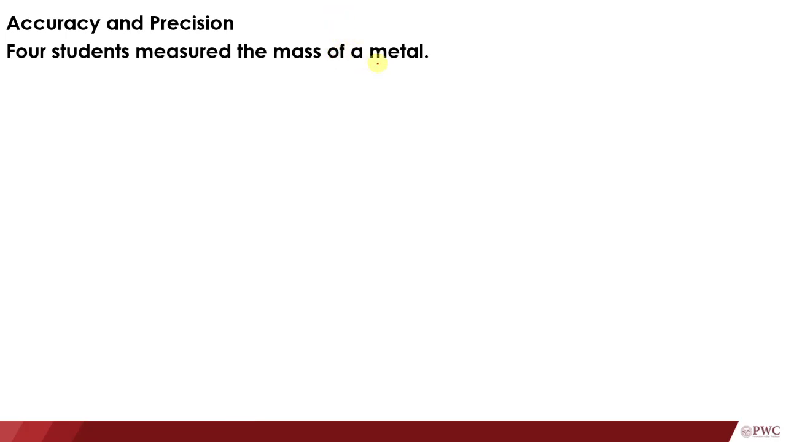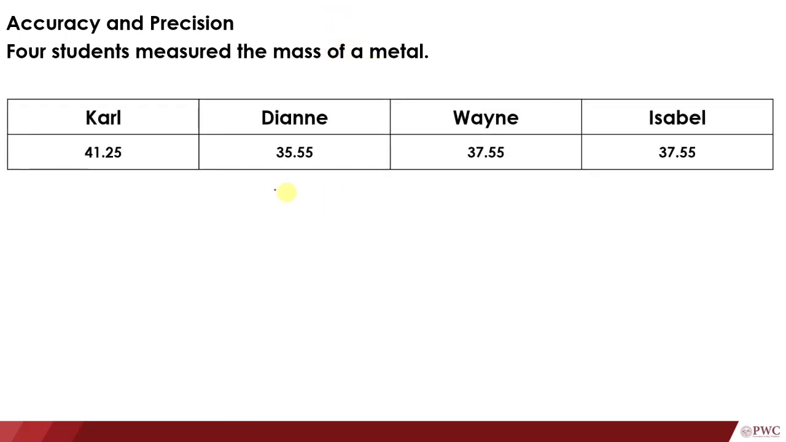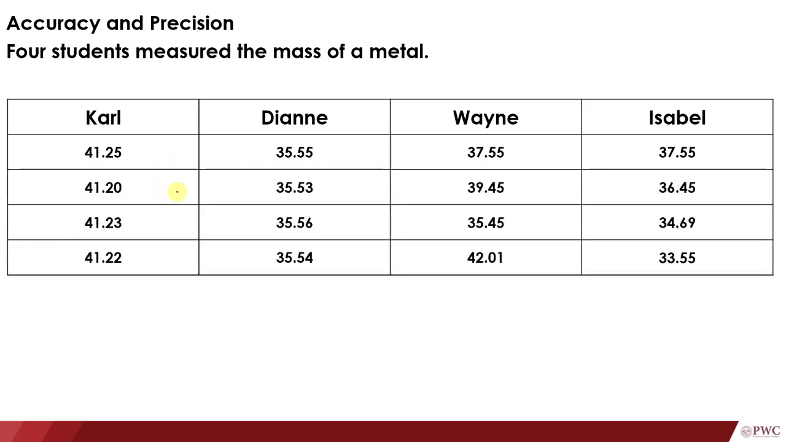Let us answer a word problem related with accuracy and precision. Here we have 4 students measuring the mass of a metal, and these are their measurements. To be sure, each student has repeated their measurements 3 more times. Of course, it's important to repeat our measurements since our measurements can be affected by random errors.